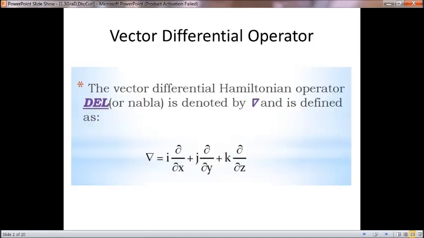The del operator is otherwise called the vector differential operator. The actual name is vector differential operator. We call it the del operator or otherwise nabla. The vector differential Hamiltonian operator is called del or nabla, denoted by this inverted triangle symbol. This is called the del operator. It is defined as del is equal to i vector into dou by dou x, plus j vector into dou by dou y, plus k vector into dou by dou z.